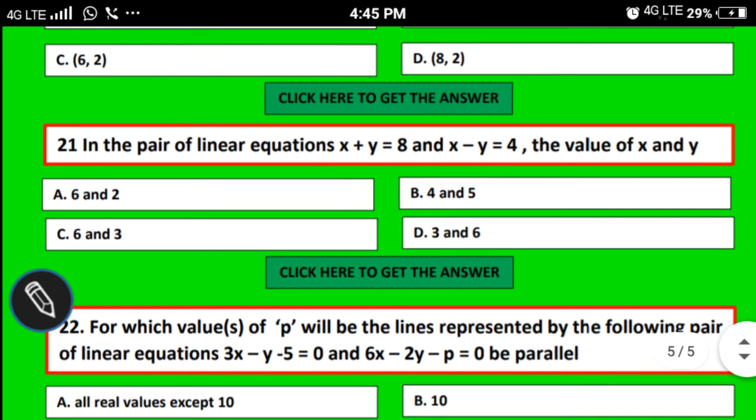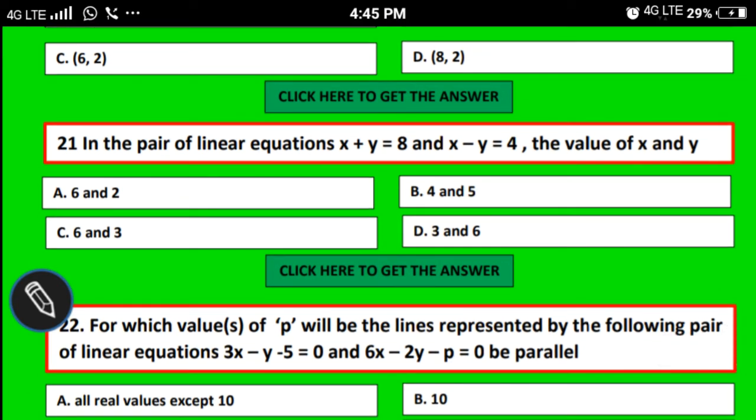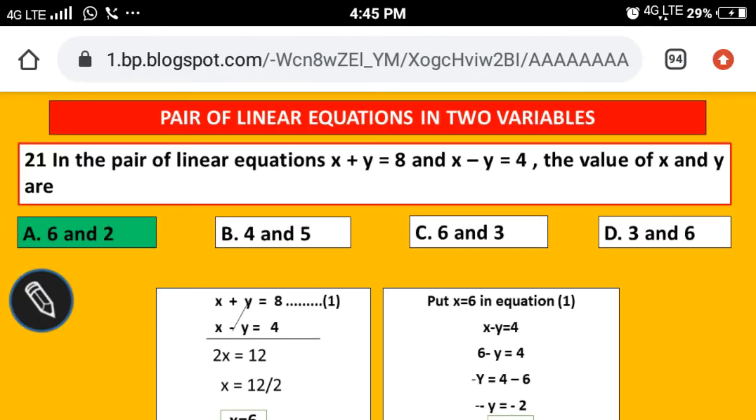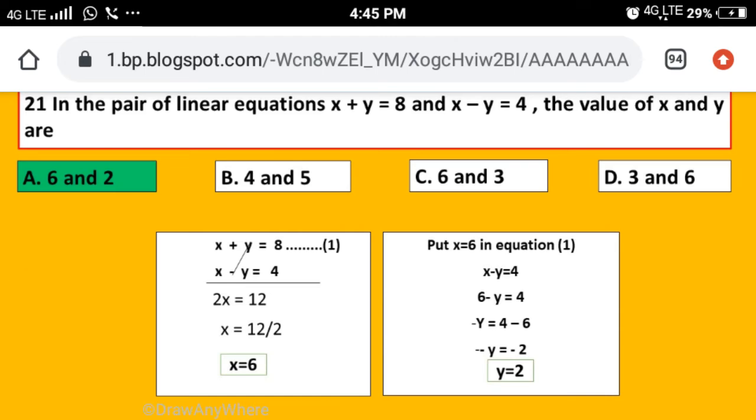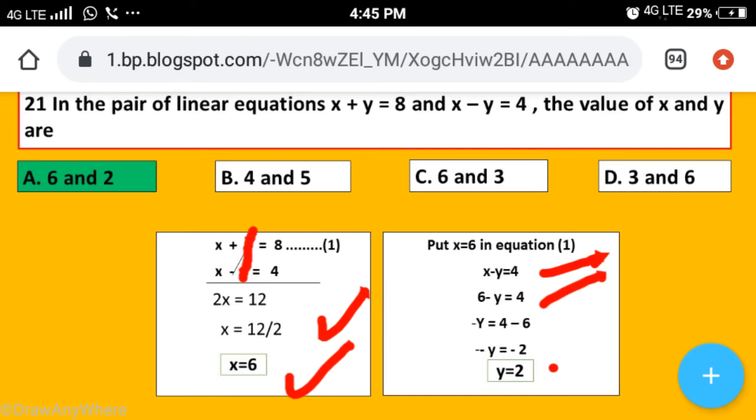Then 21st question: the pair of linear equations x plus y equals 8 and x minus y equals 4, find the value of x and y. You must be thorough with the substitution method or the elimination method. Here plus y and minus y get cancelled, remaining is x equals 12 by 2, that becomes 6, and when you substitute that in equation 1, it becomes 6 minus y equals 4 and the value of y becomes 2. So option A is the correct answer, that is x equals 6 and y equals 2.